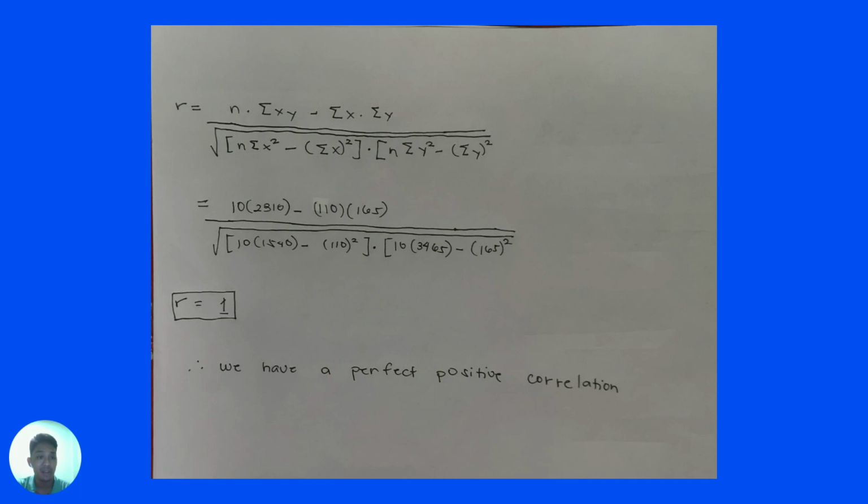As you can see in our definition, if we have a correlation of 1, this means that we have a perfect positive correlation.